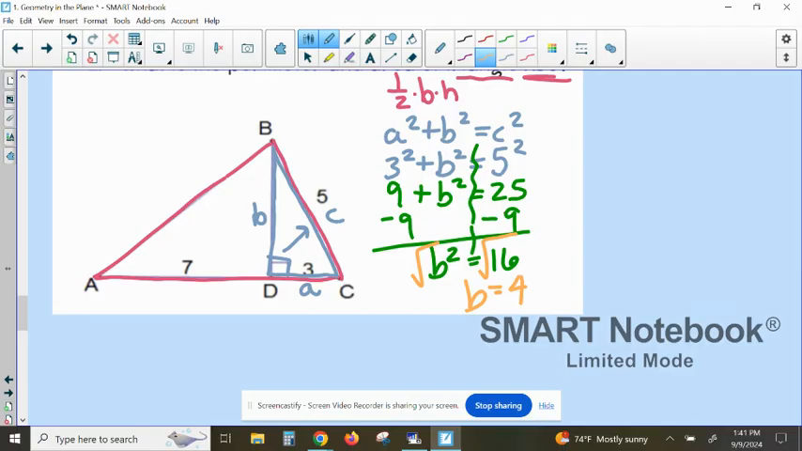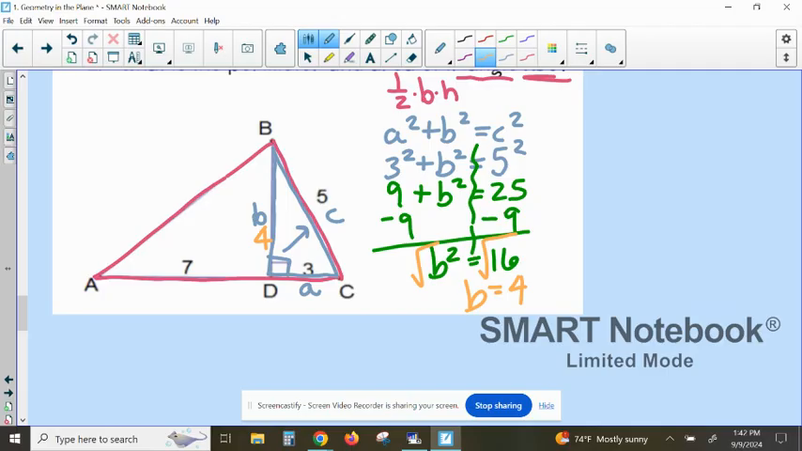Did you get B as 4? So you get B squared is 16. Is that what you guys got? Square root of both sides, you get B is 4? Okay, that means I could put that in my picture. Let's see if 4 makes sense for that little gray triangle.